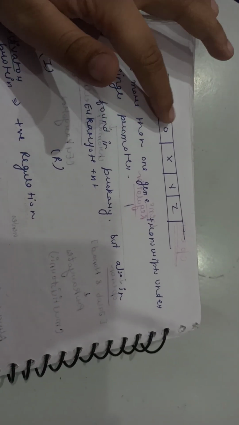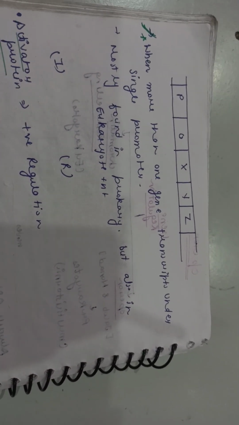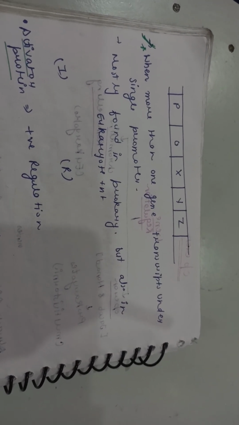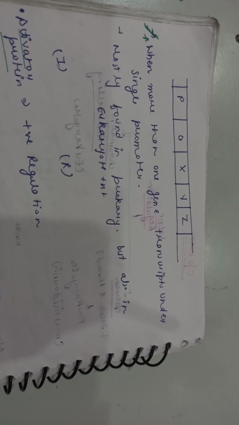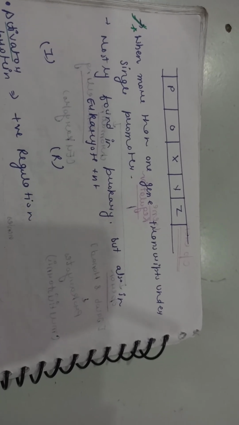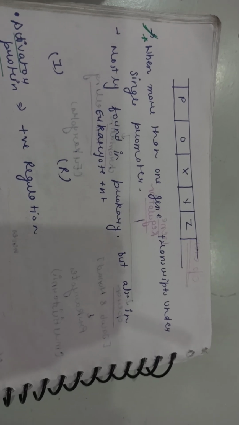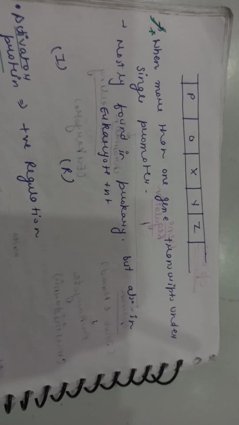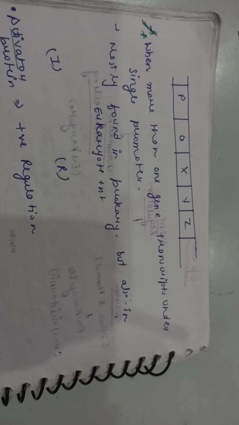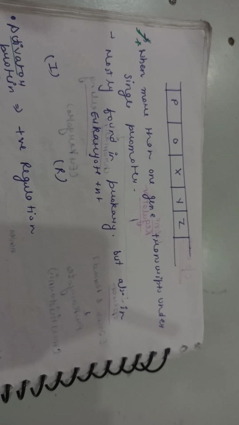So we have promoter, operator, and structural genes. Structural genes here I am writing as X, Y, Z. I just gave names to these structural genes X, Y, Z. The basic meaning of operon is when more than one gene is transcribed under a single promoter. It means that you only have a single promoter, and under that single promoter more than one structural gene is getting transcribed. It doesn't mean that operons are not present in eukaryotes. Operons are present in both prokaryotes as well as eukaryotes, but they are mainly present in prokaryotes.